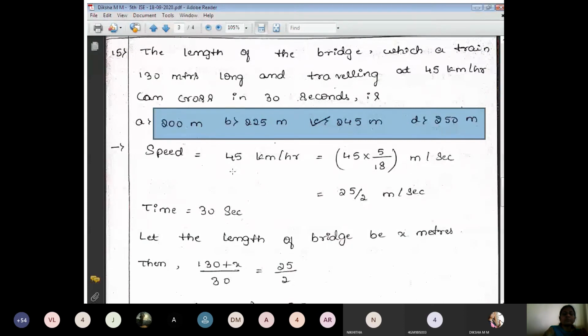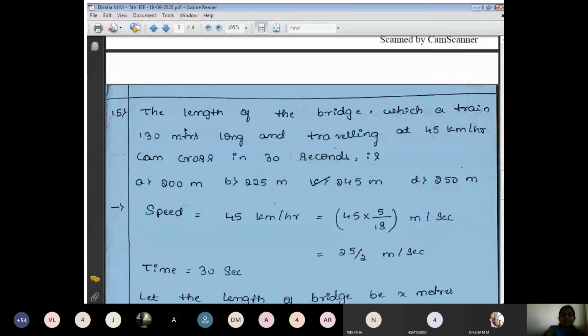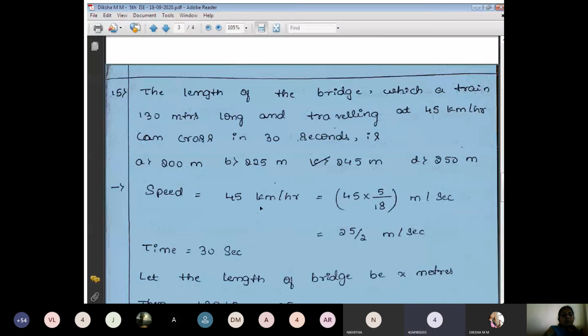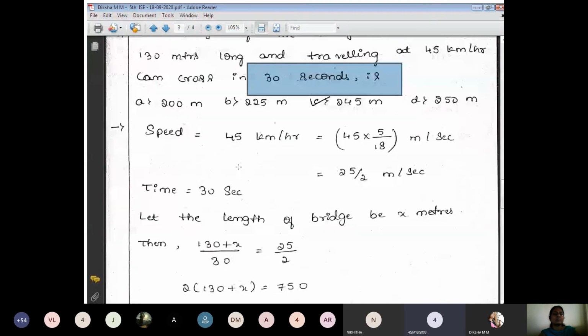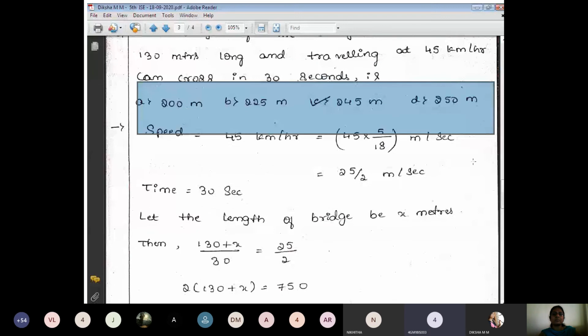Is the screen visible? Yes, ma'am. Okay, she explained something. You can repeat that. Yes, ma'am. Here there is a train which is 130 meters long, and it is traveling at a speed of 45 kilometers per hour. It crosses the bridge in 30 seconds. Here we need to calculate the length of that bridge.